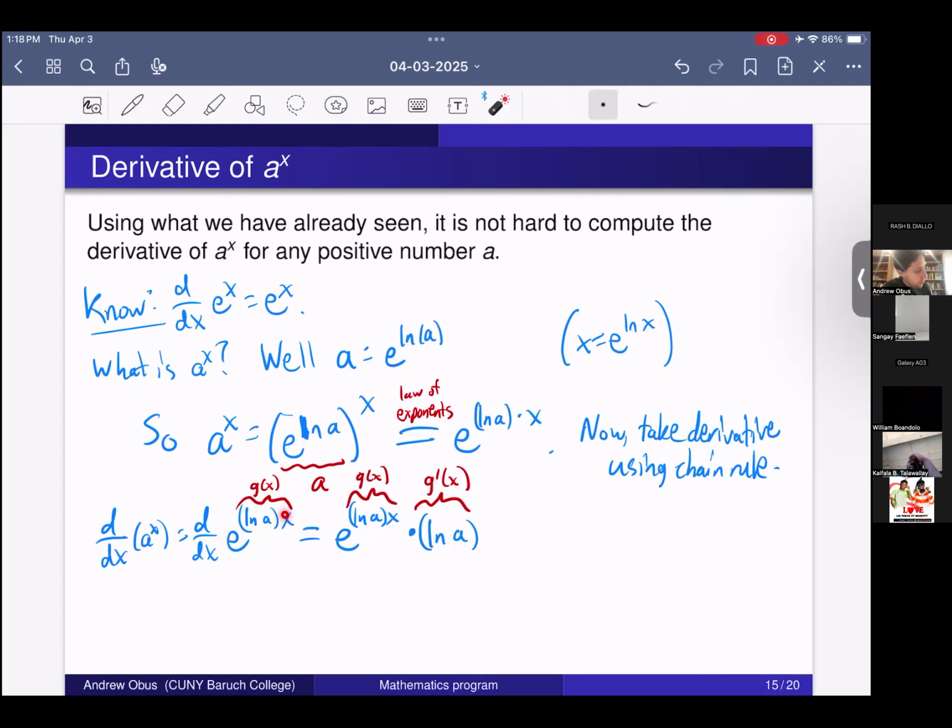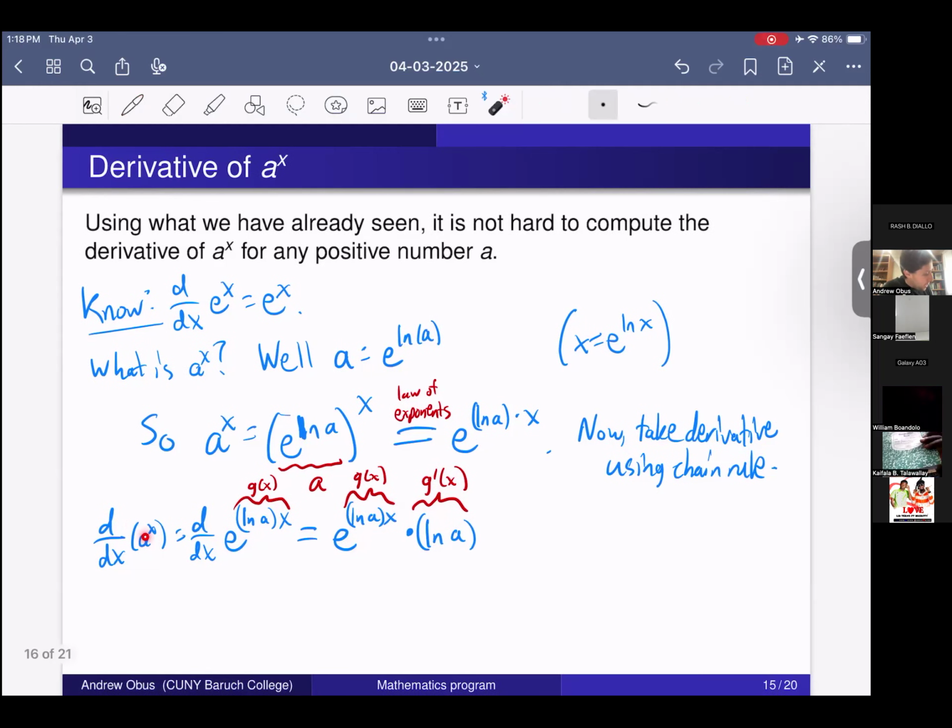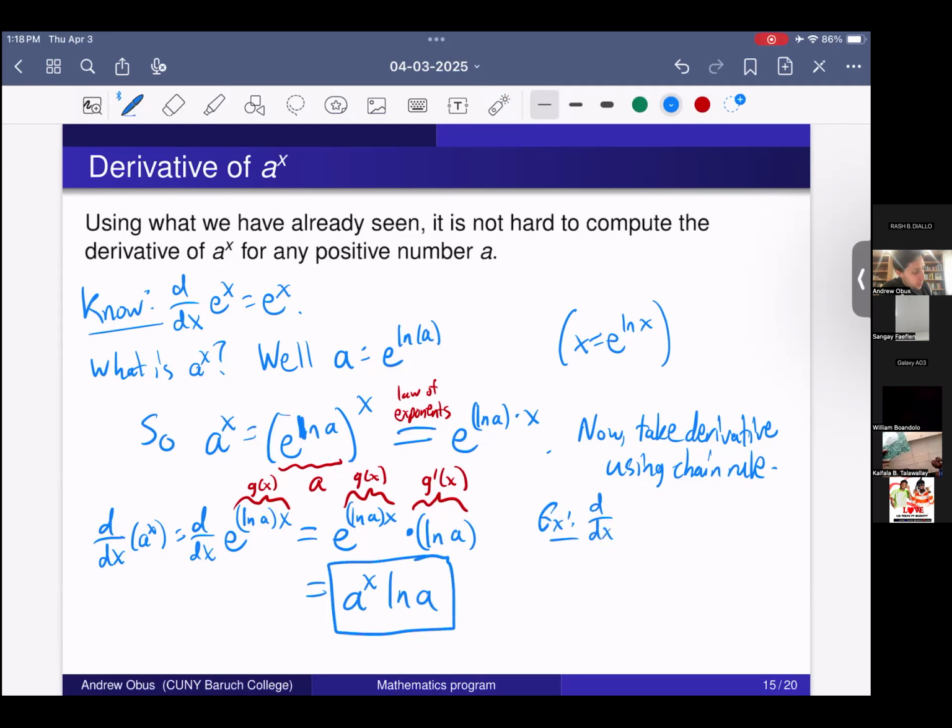E is raised to some function. The derivative is just e raised to that same function, but then you always have to multiply by the derivative of the function. And then remember this e to the ln a of x, we've already seen that's just the same thing as a to the x. So this is equal to a to the x times ln of a. And this is the formula. So for example, the derivative of 2 to the x is equal to 2 to the x times ln of 2.